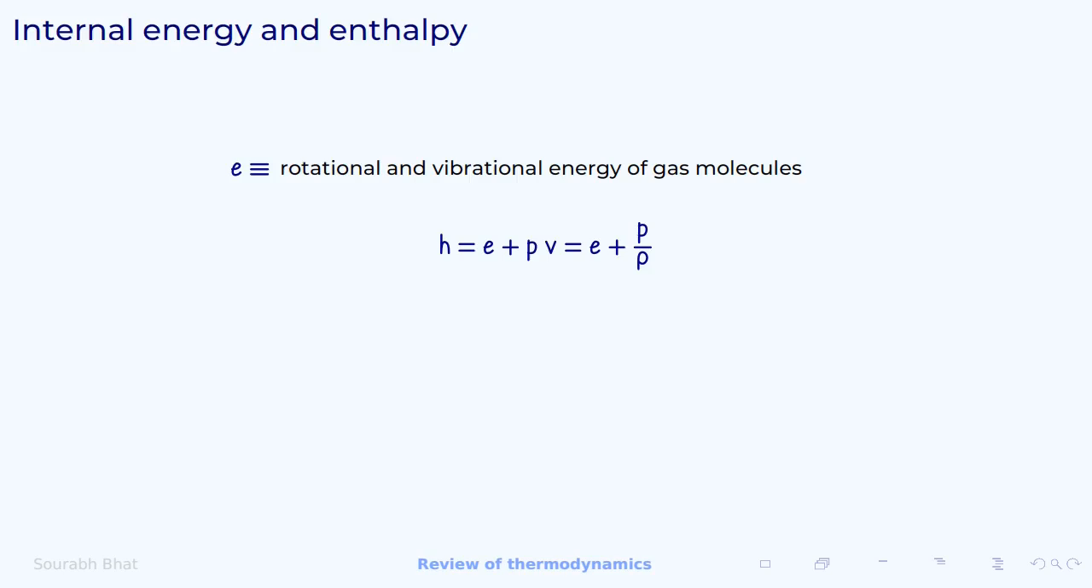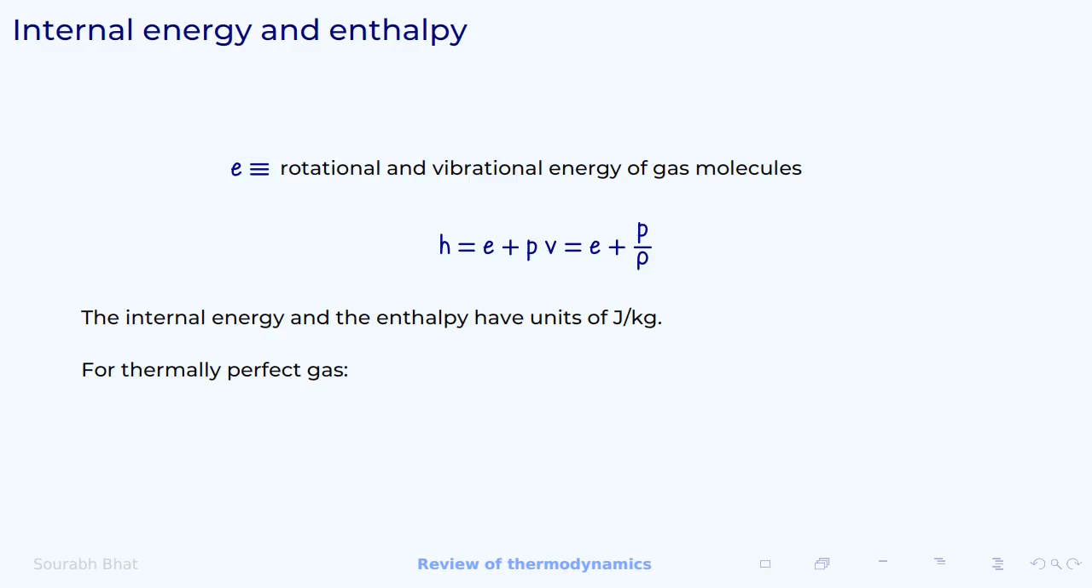Enthalpy is not a physical property. It is a variable introduced to simplify equations. Both the internal energy and enthalpy have units of joules per kg. For thermally perfect gases, that is without chemical reactions, the internal energy and enthalpy are functions of temperature only.